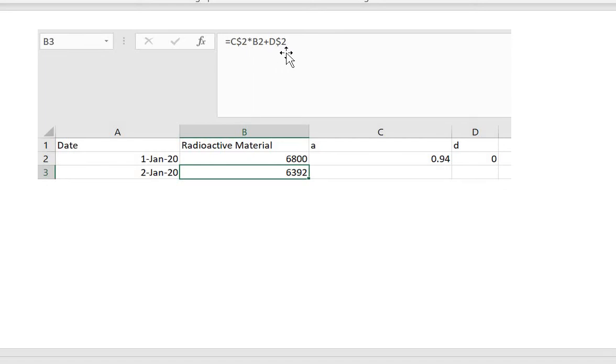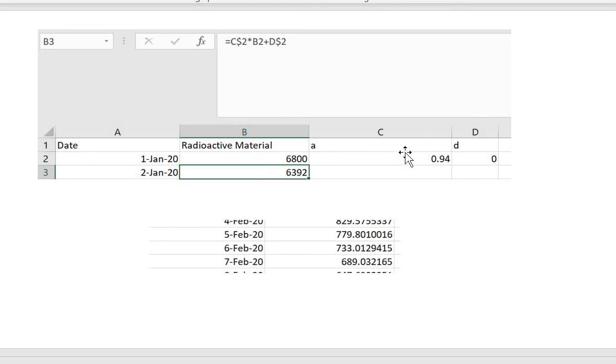C$2 times B2 plus D$2. The same thing we did on the day for the Towers of Hanoi. It's the same Excel sheet. So you can just take that Excel sheet that you made for the Towers of Hanoi and modify it, and call this the radioactive material problem, whatever you want to save it as. So you have something with dates. That way it's easy for you to change it, and it's not hard to recreate it. I told you I'm lazy. I don't want to do it again.